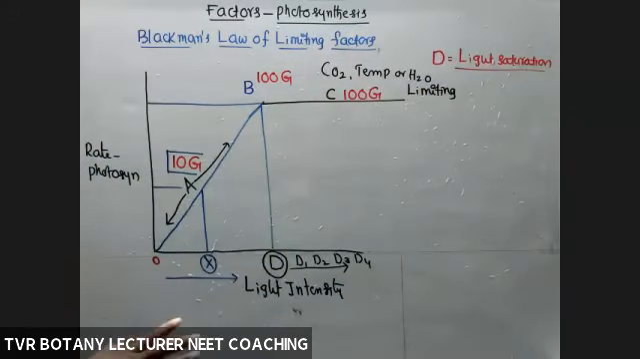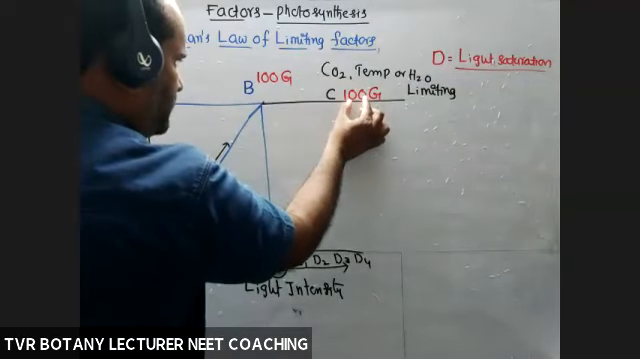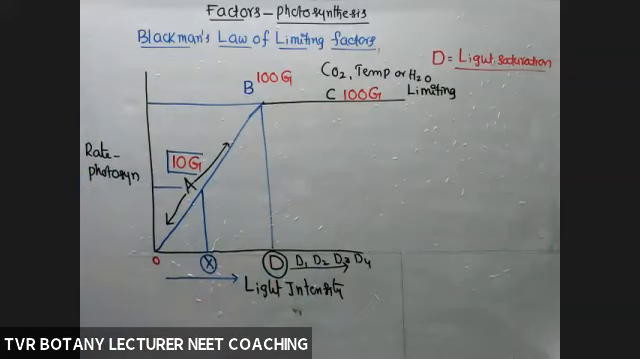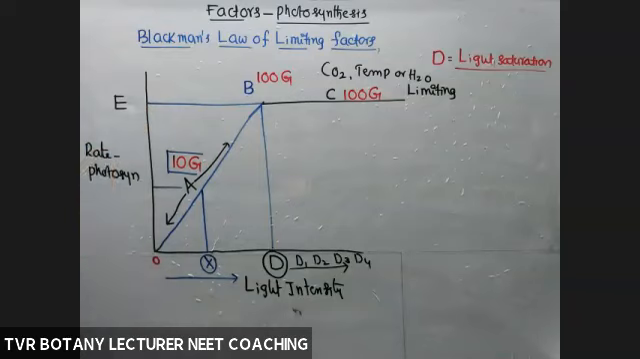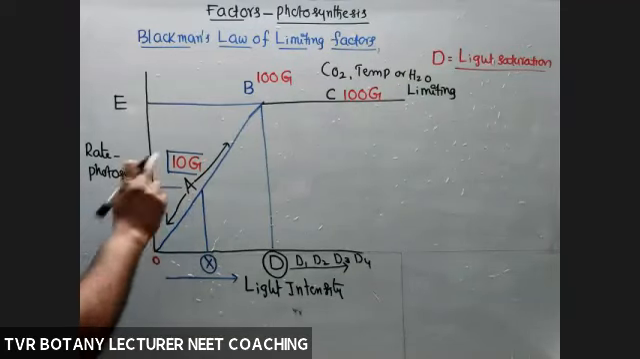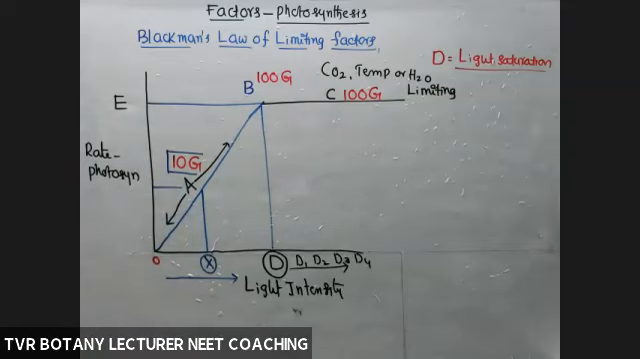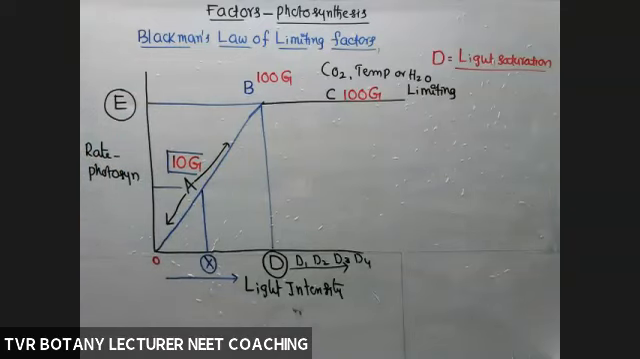Light is not limiting. According to 100 glucose molecules at B region and 100 glucose molecules at C region, we can take D as a saturation point of light, meaning optimum concentration of light. So E represents the rate of photosynthetic yield at B and C regions. This E region also represents photosynthetic yield at A. So E is the rate of photosynthesis.